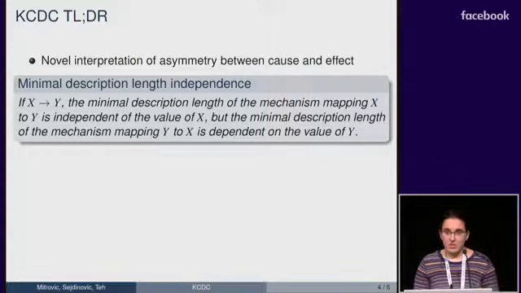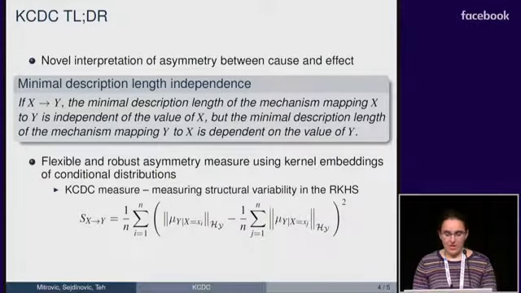And what is the intuition behind that? Well, the intuition is if you have a mechanism that generates the effect given the cause, the description length of this mechanism should be independent of the actual value of the cause you're putting in. Next, based on this symmetry, we provide a measure using kernel embeddings of conditional distributions, which is flexible and robust.